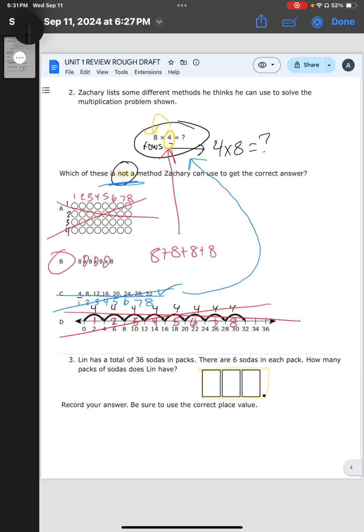This says Lynn has a total of 36 sodas in packs. There are 6 sodas in each pack. How many packs of sodas does Lynn have? This is one of those problems that needs to be read not once, not twice, but thrice, 3 times before we start doing anything.